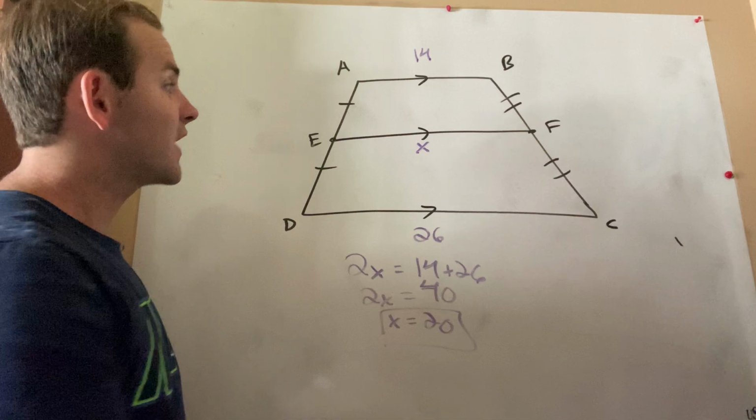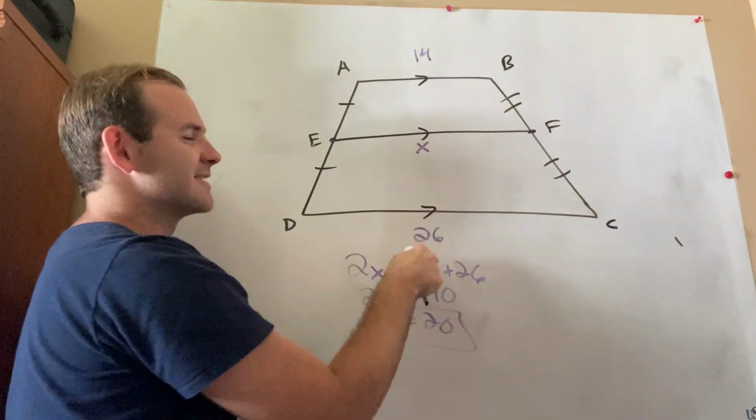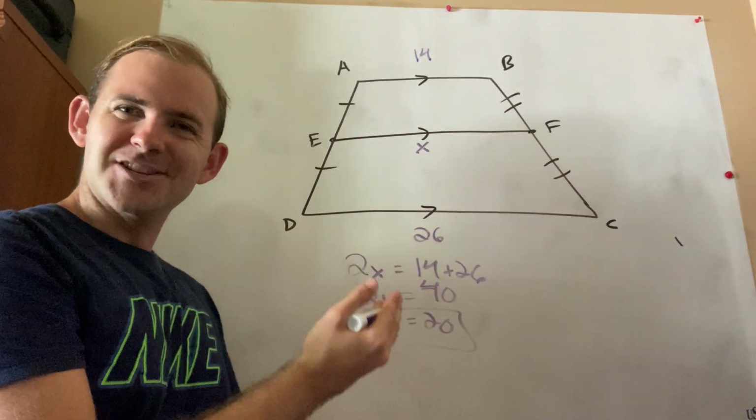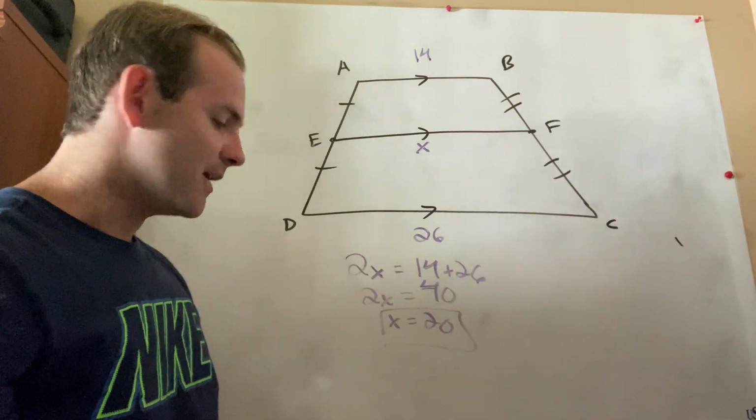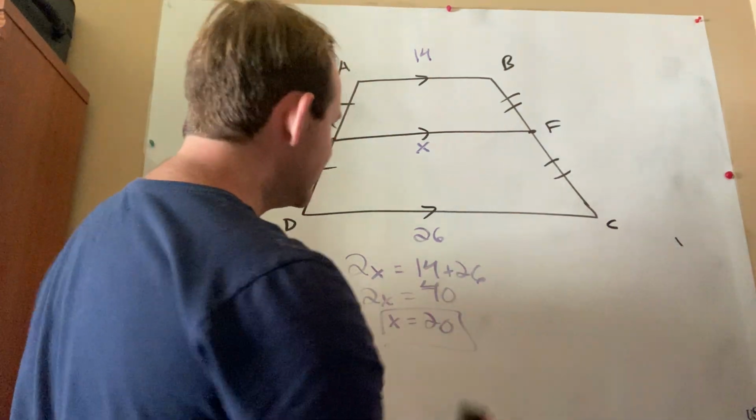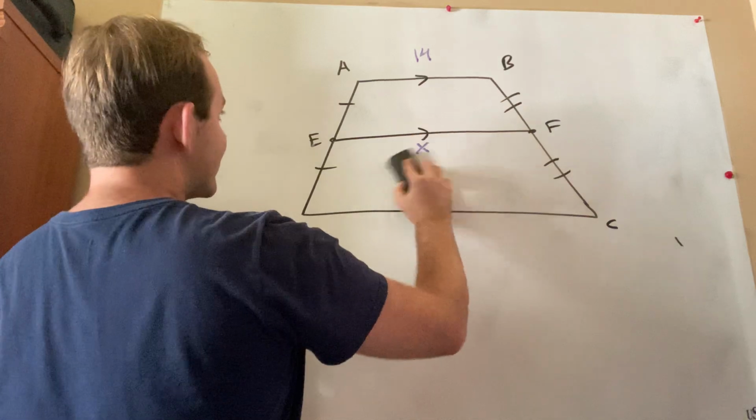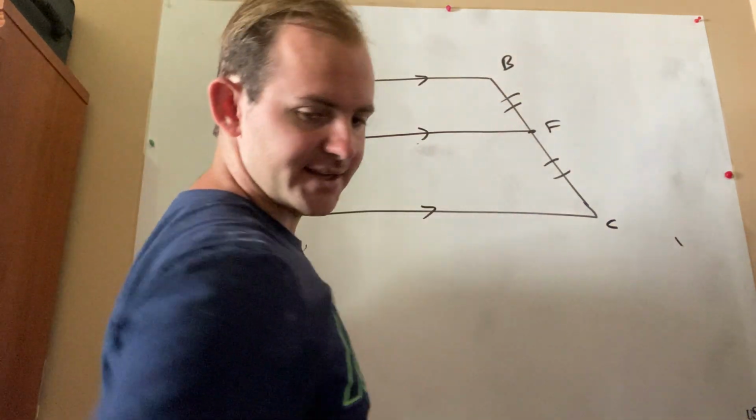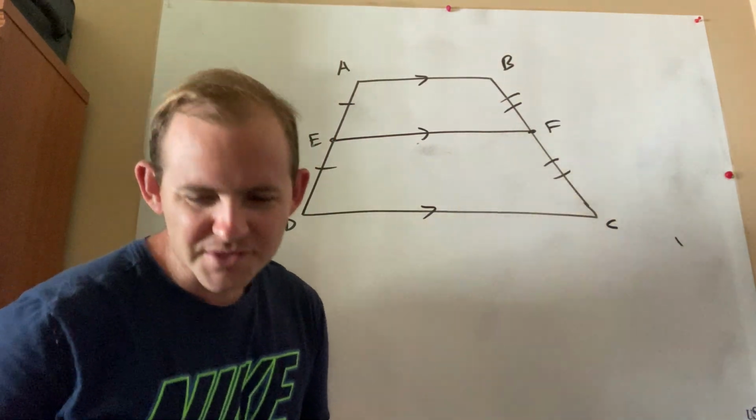Notice that 20 also happens to be the middle number between 14 and 26, right? 20 is 6 units away from 14, and it's 6 units away from 26. Now, it's not always going to be quite that easy. For example, take a look at number 3.